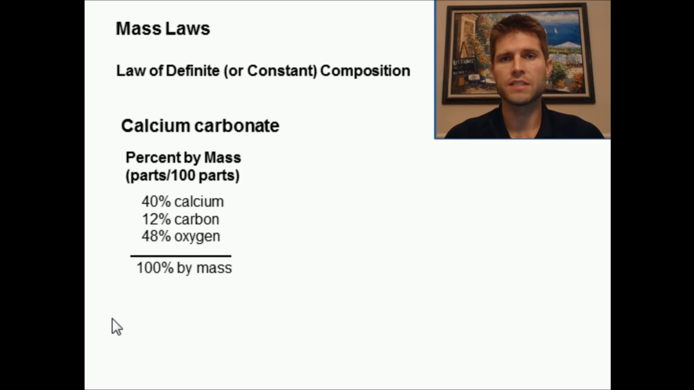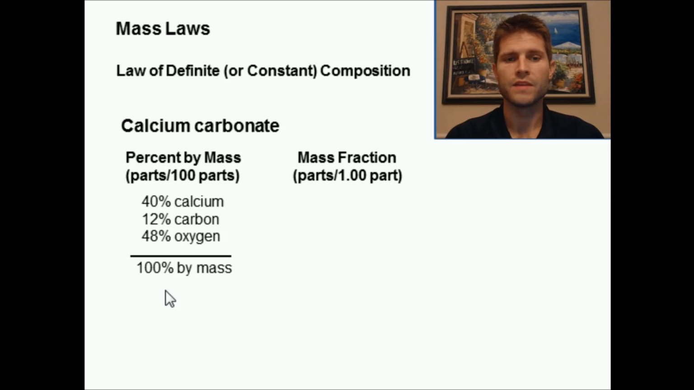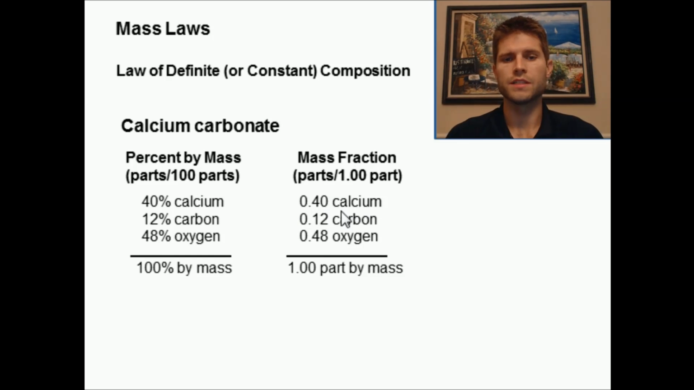That adds up to 100% by mass. That makes sense. All of its parts add up to 100%. Now that's the percent by mass. So what is the mass fraction? Well, if this is a percent, the fraction can be found by dividing each of these numbers by 100. So rather than being in 100%, it would be in a part of 1. So this would be 0.40 calcium, 0.12 carbon, 0.48 oxygen. And if you add those up, you get 1.00 part by mass.